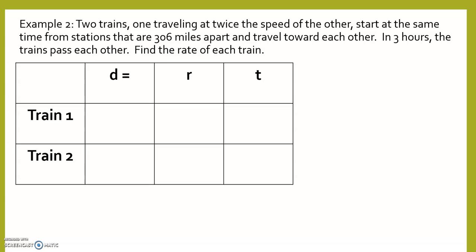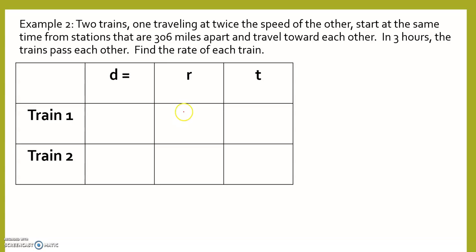Example 2. Two trains, one traveling at twice the speed of the other, start at the same time from stations that are 306 miles apart and travel toward each other. In 3 hours, the trains pass each other. Find the rate of each train.